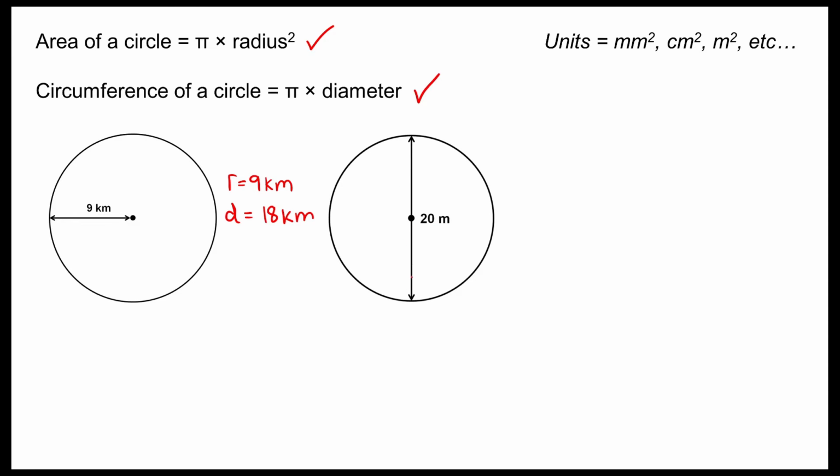If I look at my second example, I know that that is exactly what I have here, so I can say that the diameter is 20 metres, and therefore the radius is going to be half of that, which is 10.